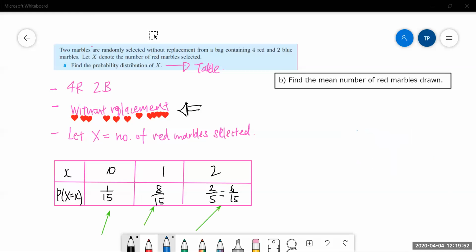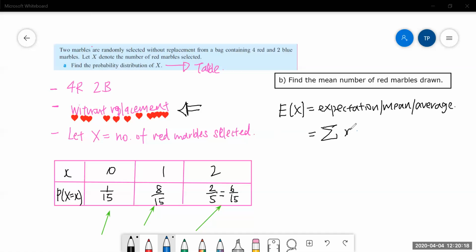So when we want to find the mean or average at IBSL level, we understand it as expectation of X. This is called expectation, which is also known as your mean, which is also known as your average. How do we find this? We have to sum up all the x values multiplied by its corresponding probability. So in this case, we'll be using 0 multiplied by its probability, which is 1 over 15, plus 1 multiplied by 8 over 15, plus 2 multiplied by 2 over 5.